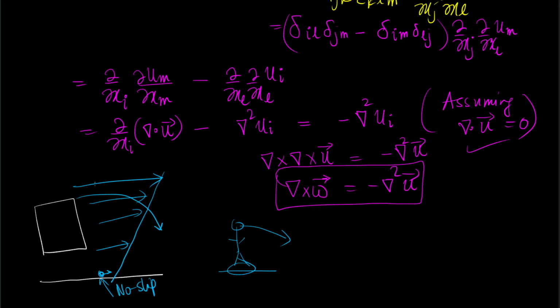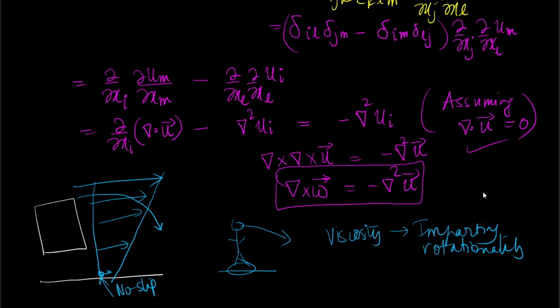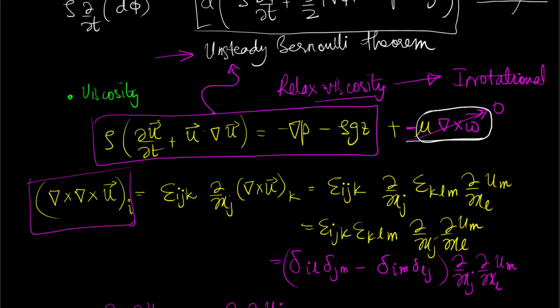So it is viscosity which is causing this no slip velocity profile, and it is imparting rotationality. So viscosity is a major mechanism of imparting rotationality, and that is why the rotationality also appears in the Navier-Stokes equation as this. But when we assume that the flow is irrotational, this particular term will vanish.